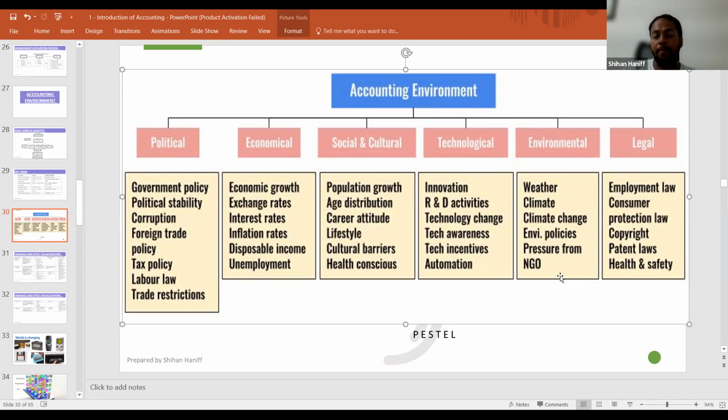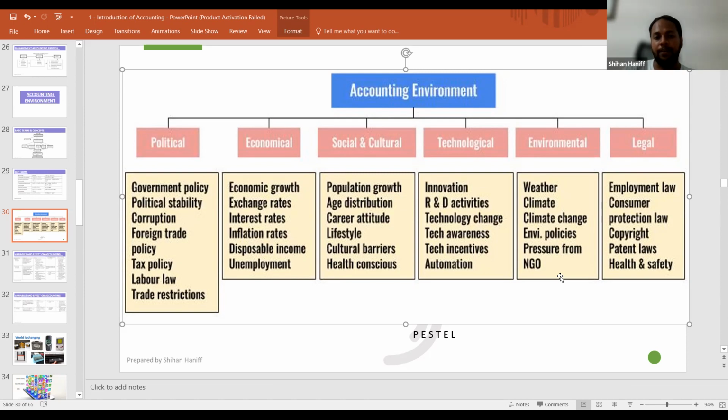Now see the political factors. If there is no political stability, most of the businesses can't survive. Foreign investments will not come. So political factors are very important.